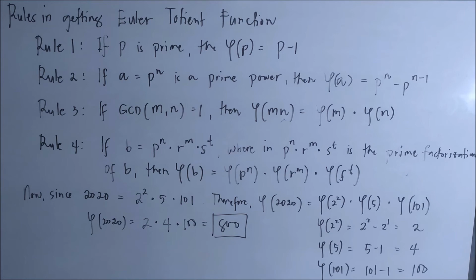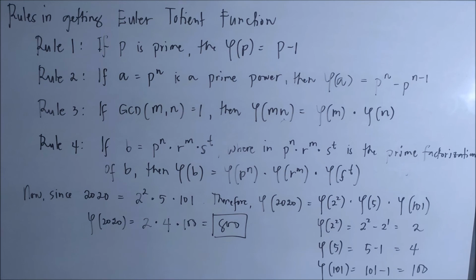Now, an example of b is 2020. Because 2020 can be prime factorized to 2 squared times 5 times 101. Therefore, totient function of 2020 is equal to totient function of 2 squared times totient function of 5 times totient function of 101.